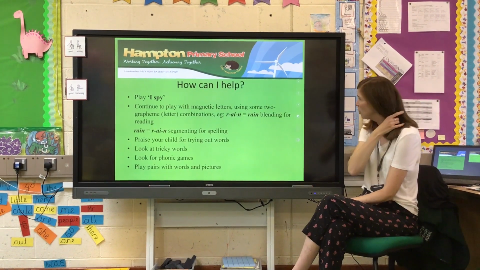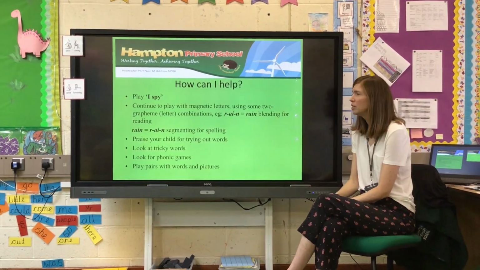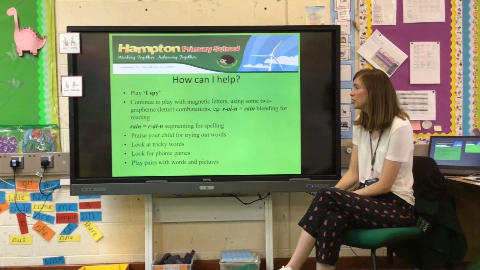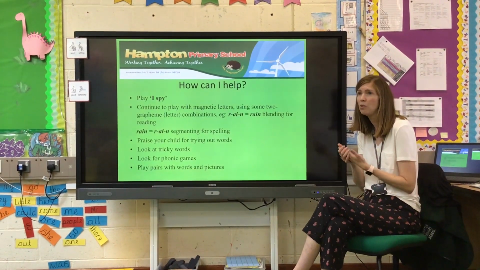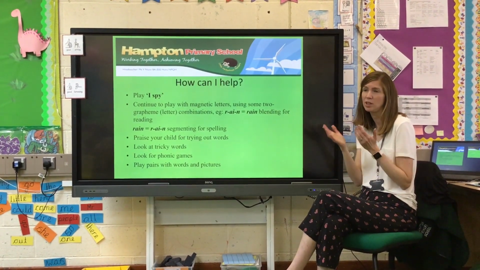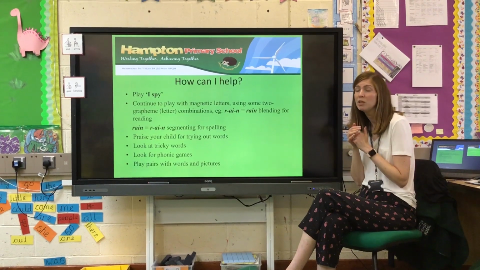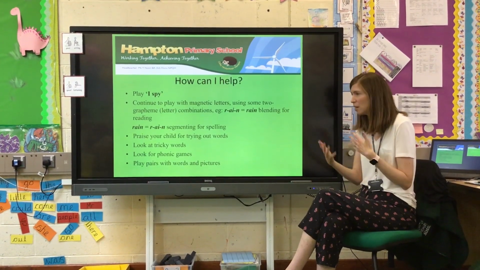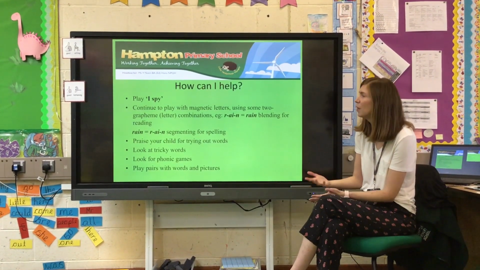So how can you help at home? There's lots of different ways you can help. You can play games such as I Spy, using initial sounds, or I can see something around outside the window that starts with T. Can you see what that is? All those sorts of games are really important for the children, make it fun.